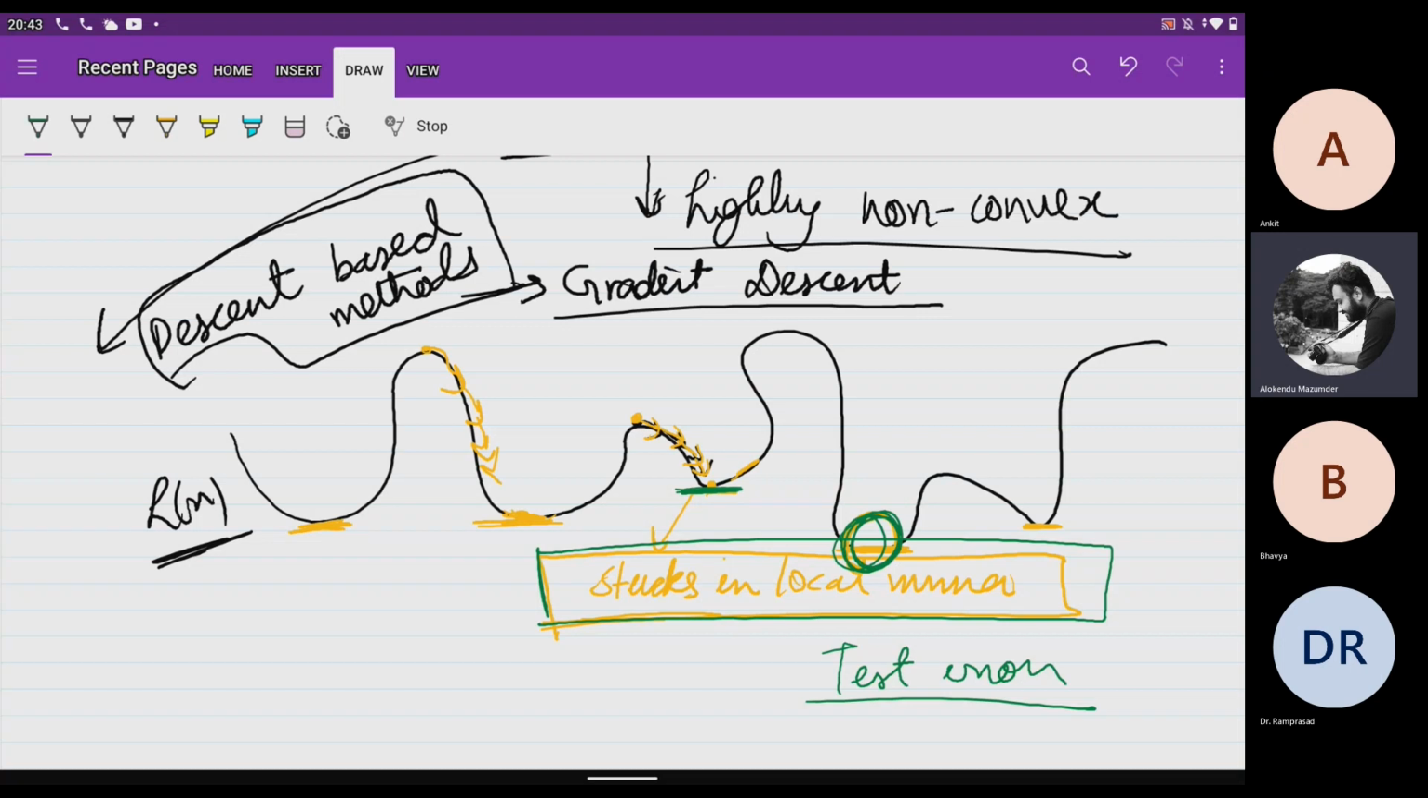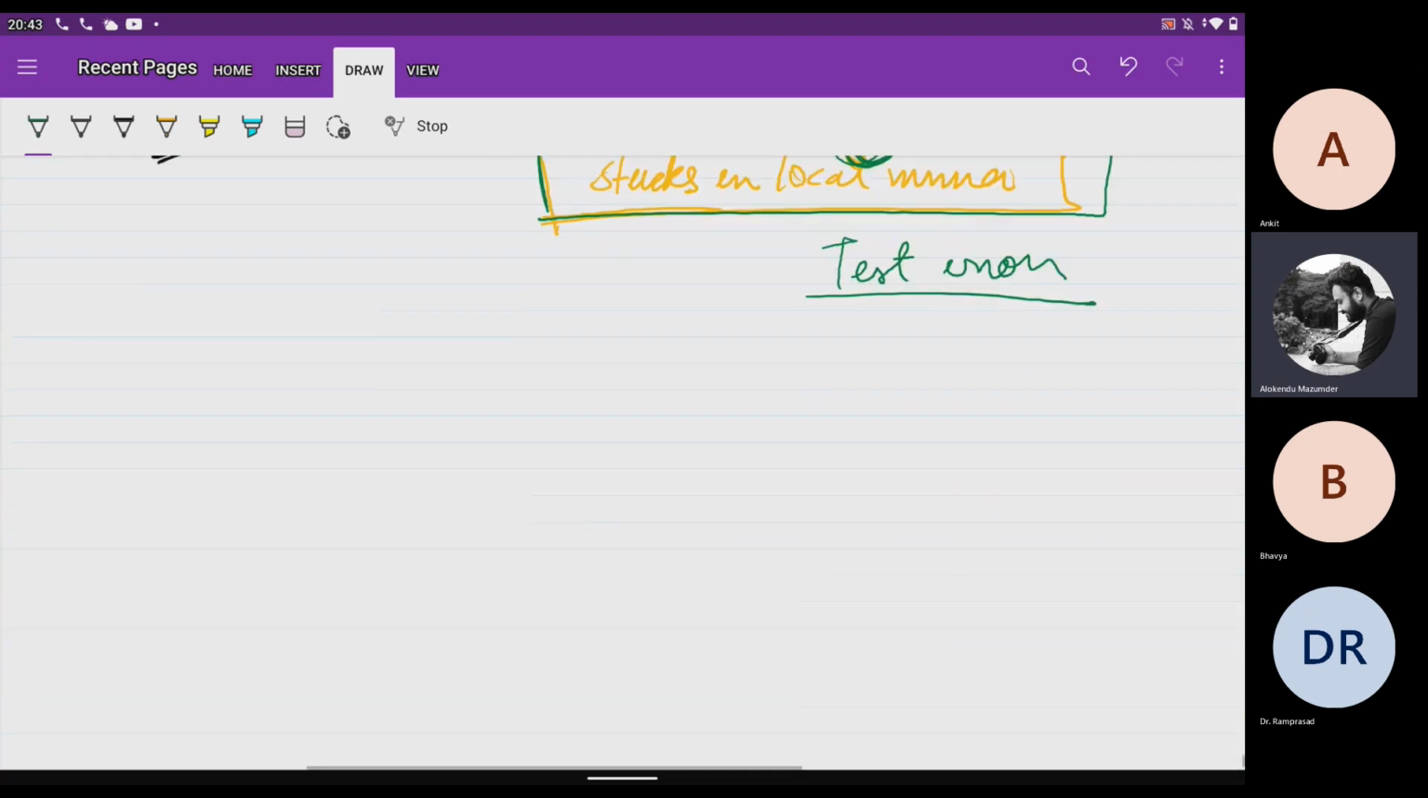Other things include that these loss functions are very high dimensional functions. Right now I'm working with a loss function in one of my projects. These kinds of loss functions are, first, highly non-convex, and second, very high dimensional in nature.